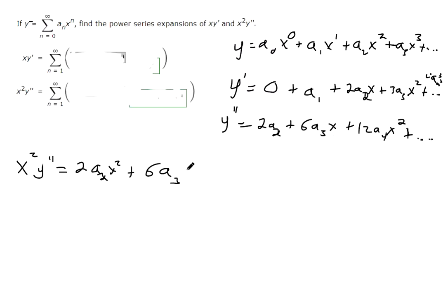This is 6a sub 3 x to the third. Then we got 12a sub 4 x to the fourth. And it keeps going. So the powers of x keep increasing.